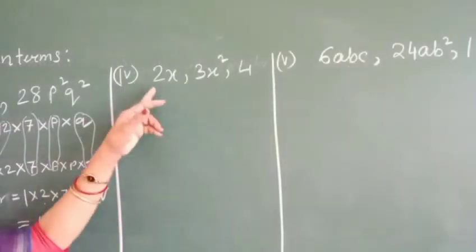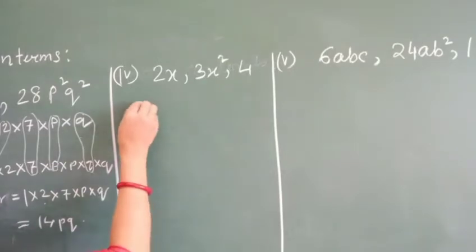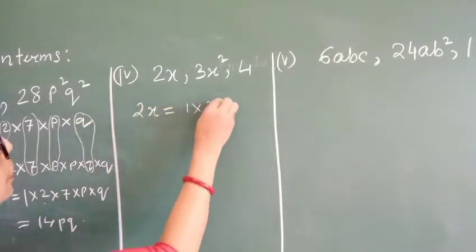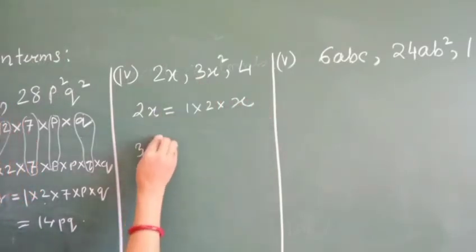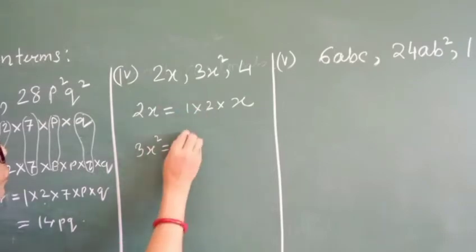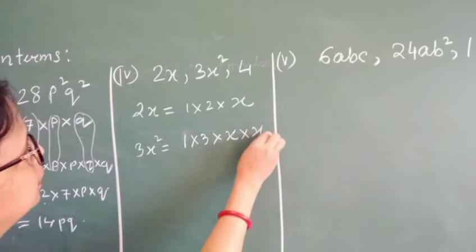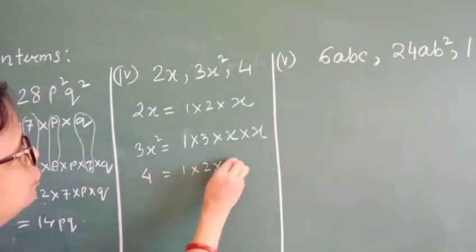Now the next question, question number 4: 2x, 3x square, 4. Now 3 terms are there. 2x means 1 into 2 into x. 3x square means 1 into 3 into x. 4 means 1 into 2 into 2.